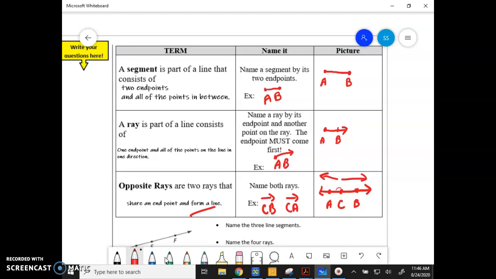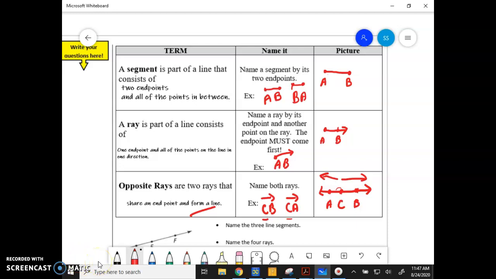Just make sure the big thing here is that order didn't really matter here. You know, for this segment, we could call this segment BA, but we can't identify opposite rays as BC or AC. The endpoint has to be written first. Okay?